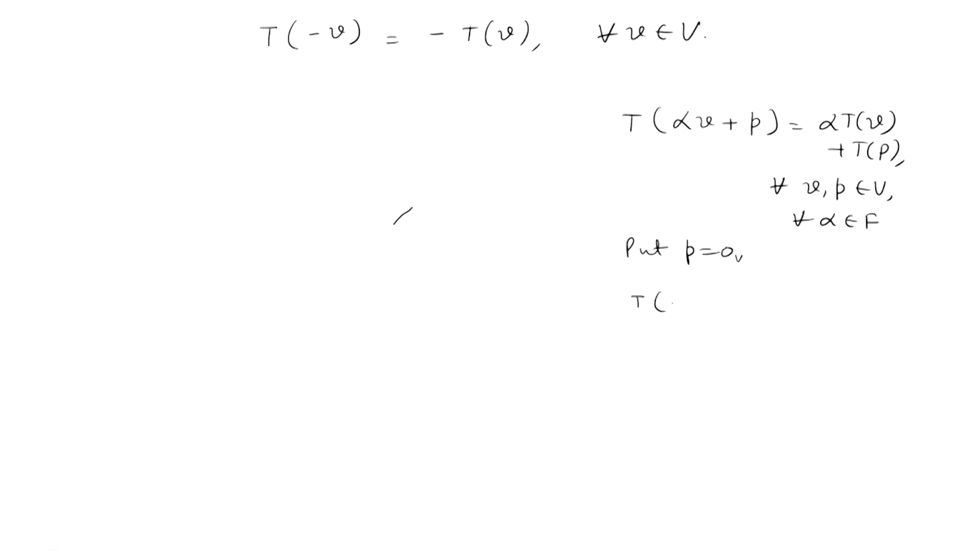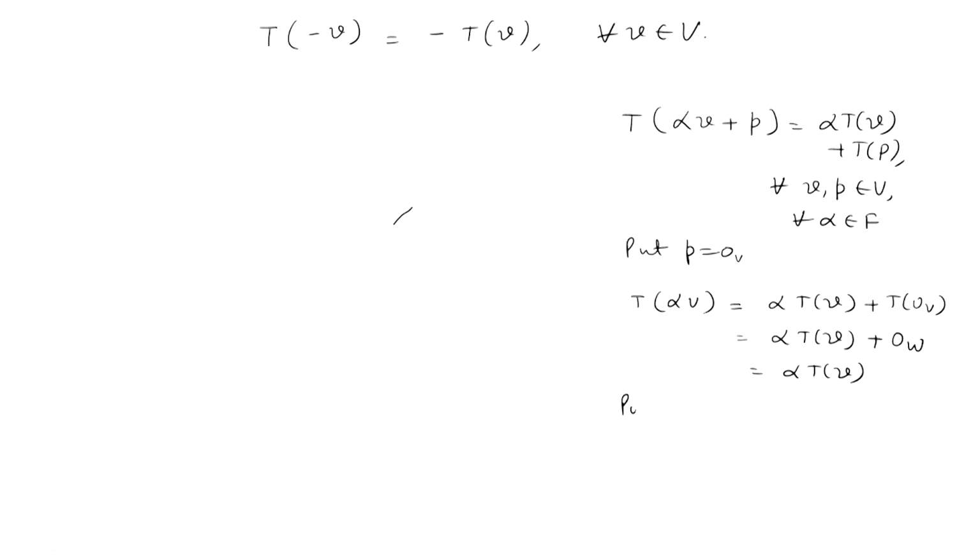So, T of alpha V, the left-hand side, will be equal to alpha times T of V plus T of 0 V. Now, T of 0 of V is equal to 0 of W. So it is alpha times T V plus 0 of W, which is equal to alpha times T V.